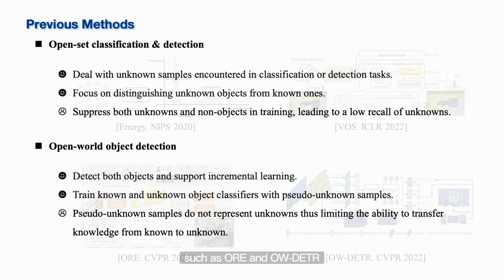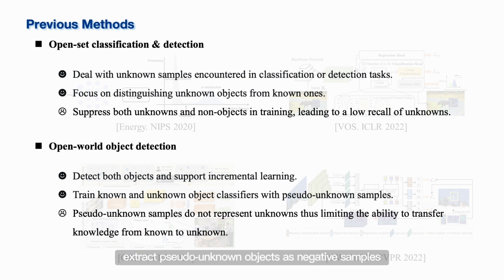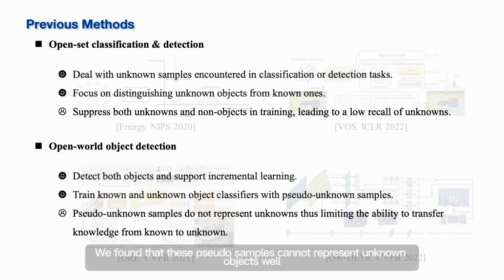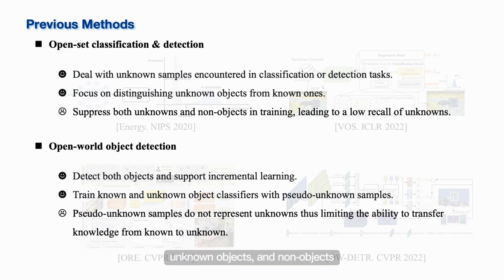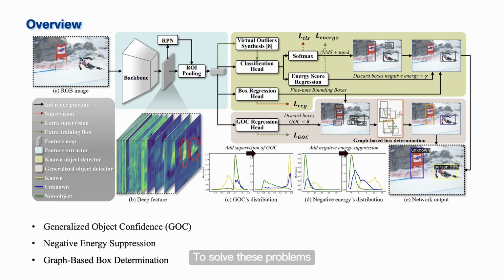However, existing algorithms such as ORE and OWDETR extract pseudo-unknown objects as negative samples. We found that these pseudo-samples cannot represent unknown objects well, which limits their ability to transfer knowledge from known objects to unknown categories. In summary, the existing algorithms lack the ability to clearly distinguish between known objects, unknown objects, and non-objects. To solve these problems, we propose the Unknown Sniffer, which mainly has three contributions: generalized object confidence, negative energy suppression, and a graph-based bounding box determination strategy.